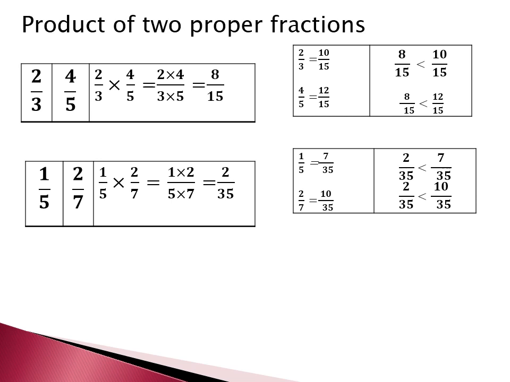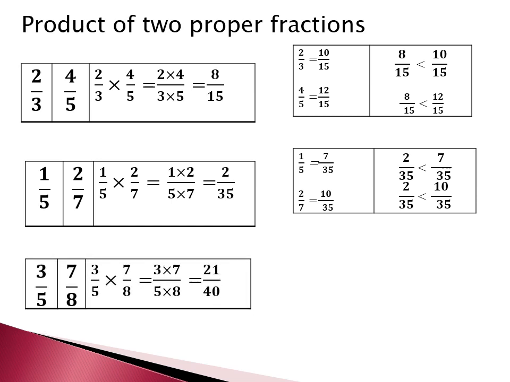So 1 by 5 equals 7 by 35, and 2 by 7 equals 10 by 35. Now you take the product, which is 2 by 35 only. So 2 by 35 is less than 7 by 35 and 10 by 35. That means the product is less than each of the fractions.